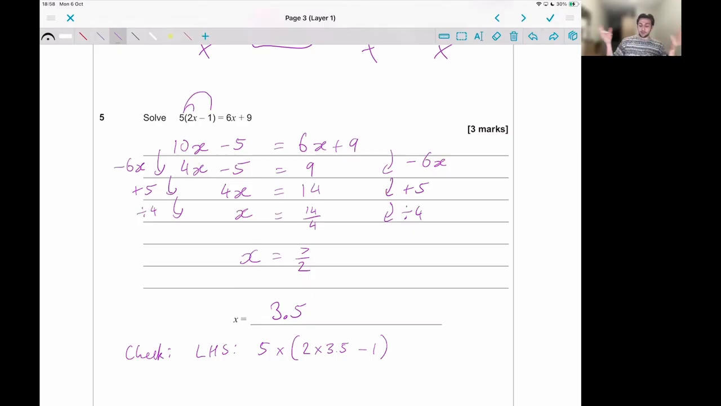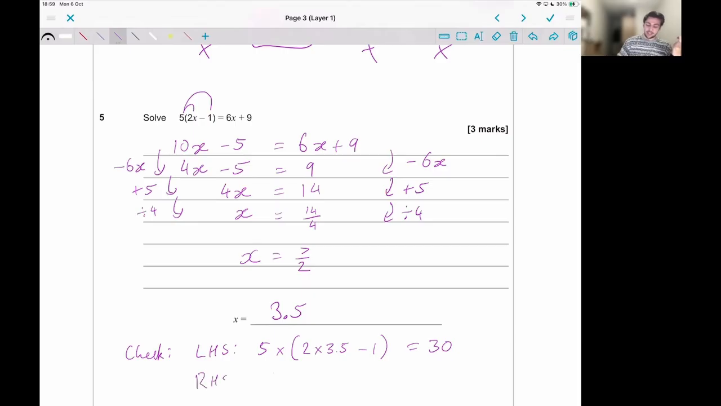To unravel that, we're going to do inside the brackets first, which means we're going to do the multiplication inside the brackets first. 2 times 3.5 is 7. 7 minus 1 is 6. So it's 6 times 5, which is 30. Or type all of that into your calculator and see that it comes out as 30. So the left-hand side is 30.